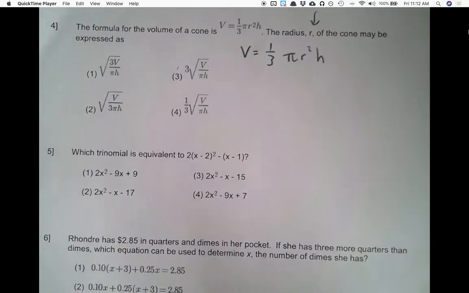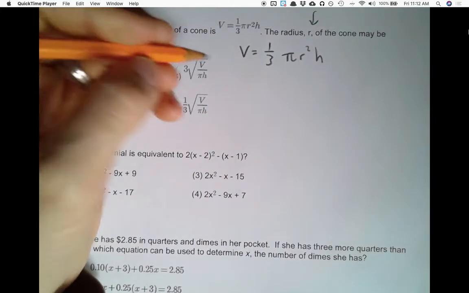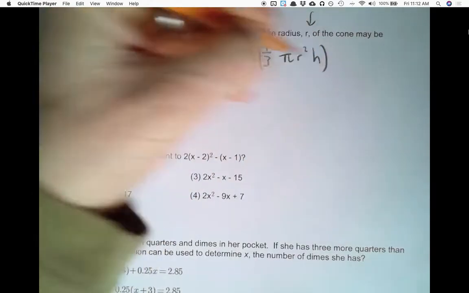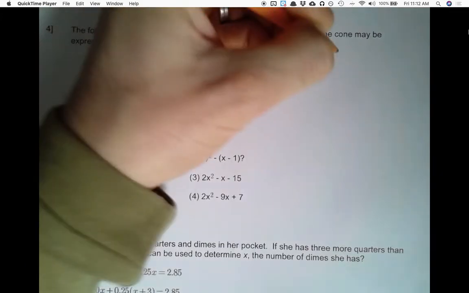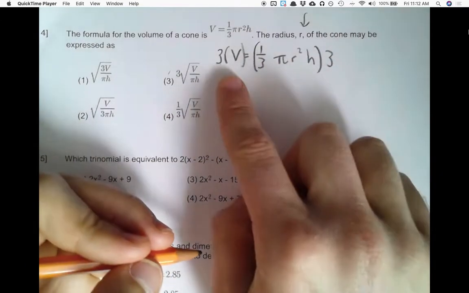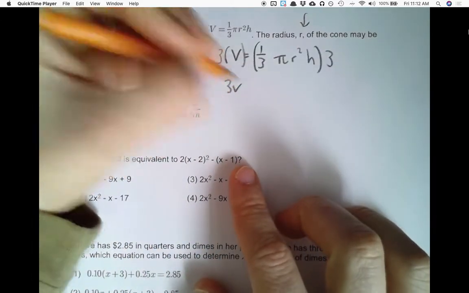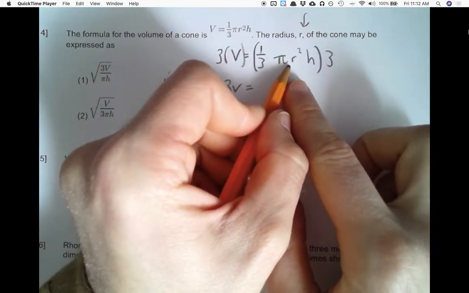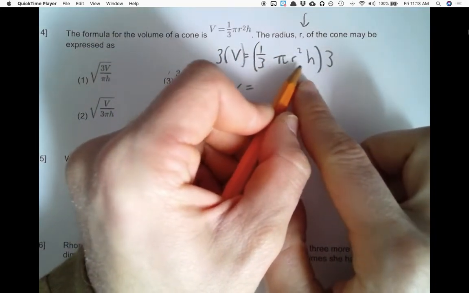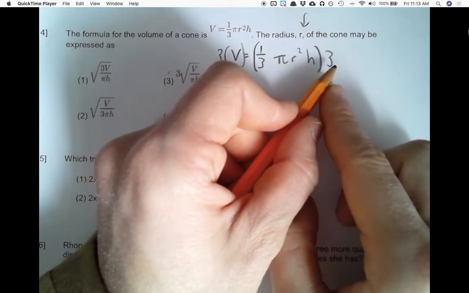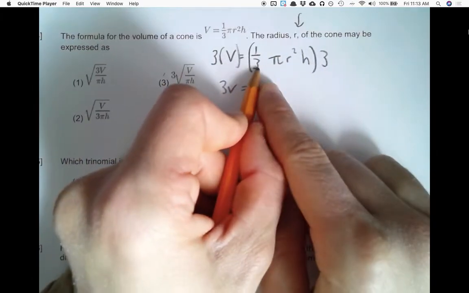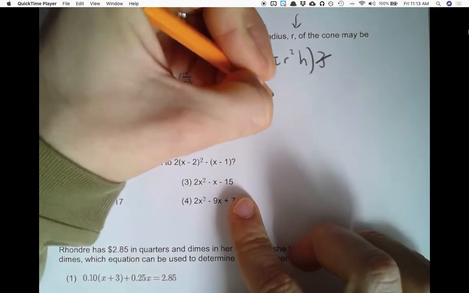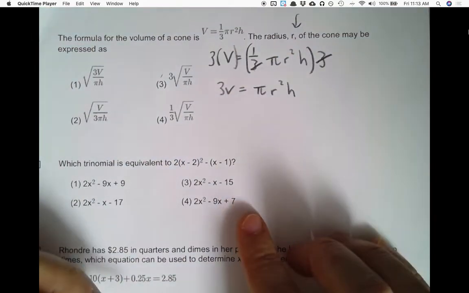First thing, I can always just get rid of my fractions by multiplying by the denominator, the number on the bottom, to everybody in the equation. 3 times V, 3 times this whole right side. 3 times V is 3V, and then there's no addition or subtraction between any of these. I cannot distribute over multiplication, so I'm just going to say this 3 will end up canceling with the 3 on the bottom there, and my right side is just left as pi r squared h.